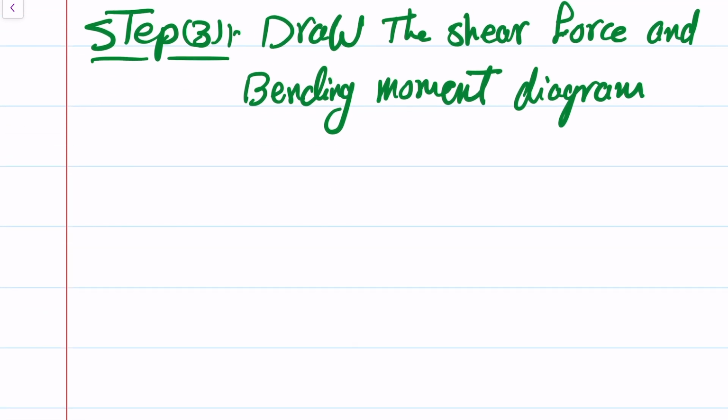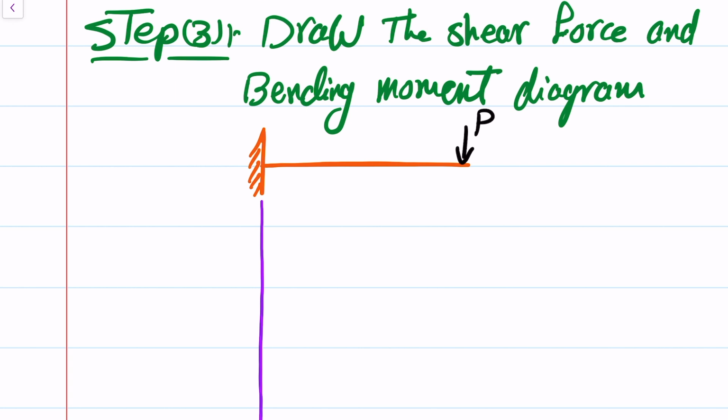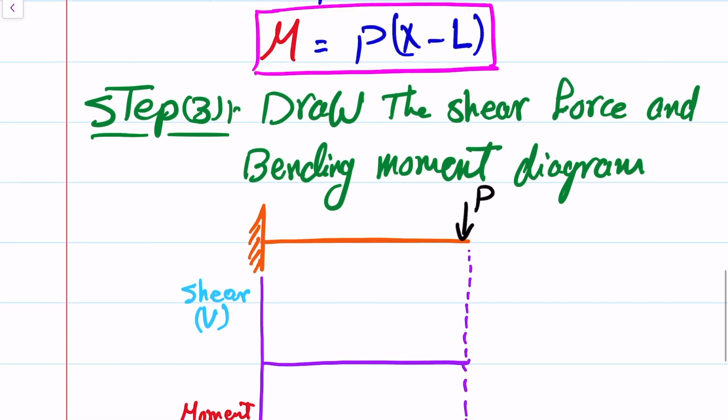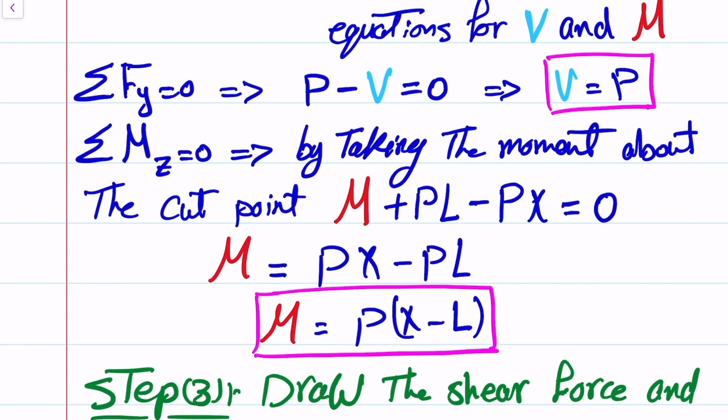Okay, so I recommend also while doing this to have the beam, and then you have another axis to draw the shear, and another axis to draw the moment. This is for the shear V, and this is for the moment M. Okay, so let's go back to the equations. The shear force is equal to P in all of the cases.